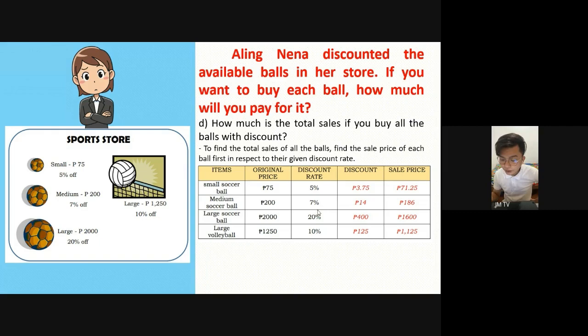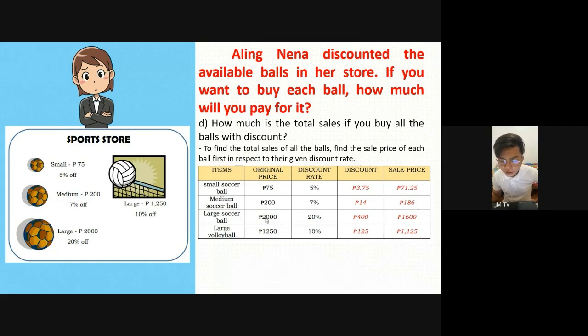Ngayon, sa medium soccer ball, actually, ito lang pala hindi natin nakuha, no? Yung medium soccer ball. Kasi itong small soccer ball, nakuha natin to ng example letter C. Yung large volleyball, nakuha natin ng example letter A. Yung soccer ball, nakuha natin siya nung example letter B. So, ito lang pala hanapin natin dito, yung medium soccer ball. So, sa medium soccer ball, meron tayong 14 pesos na na-discount. So, minus lang natin 200, the original price, minus 14, kaya natin nakuha yung sales price ng 186.